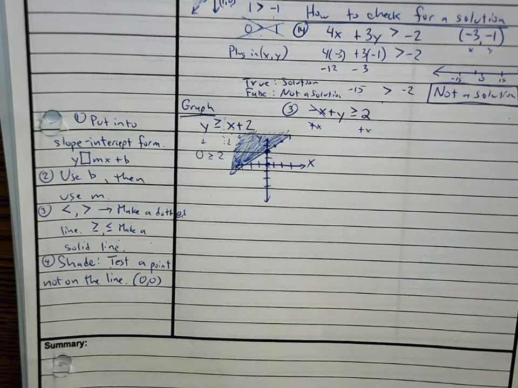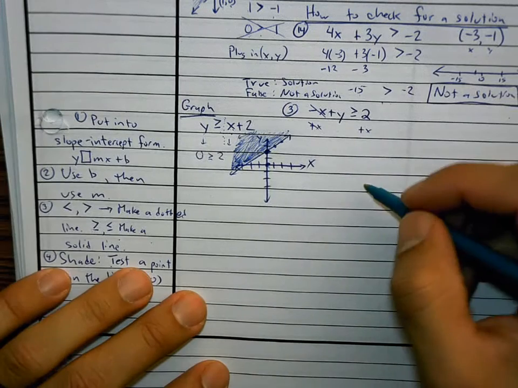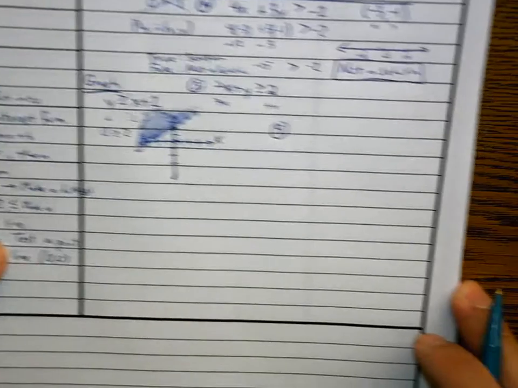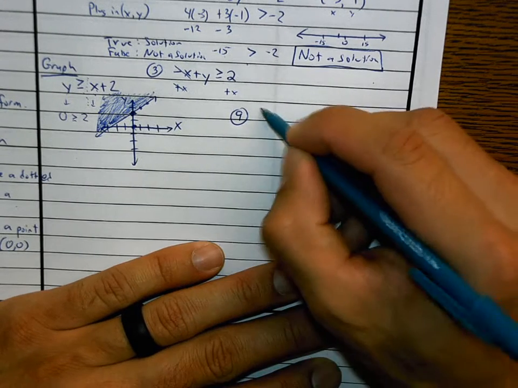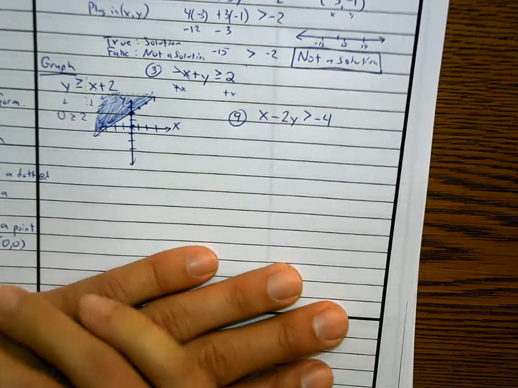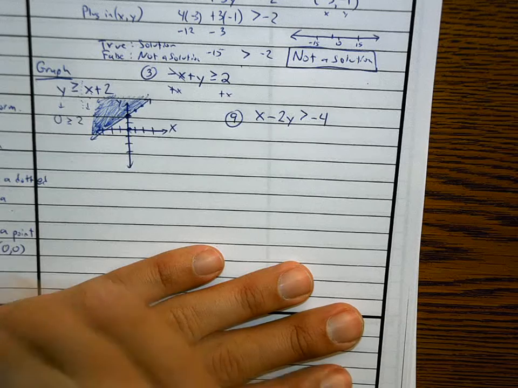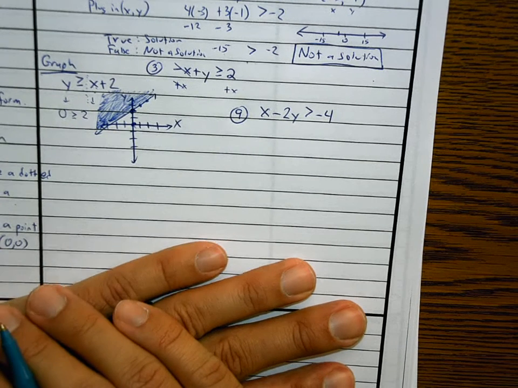Let me show you. That was number 3. I need to show you something like number 9. Number 9 looks like this: x minus 2y is greater than negative 4. I'm going to go a little faster this time because I feel like you know it. Plus, I've been lecturing for 17 minutes, so I definitely need to pick up the pace a bit.